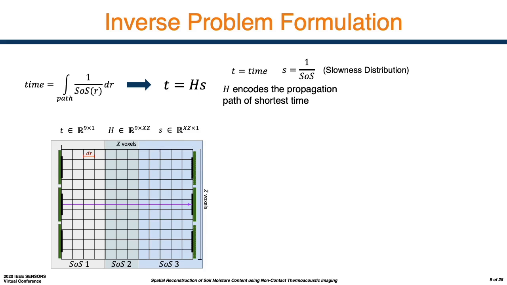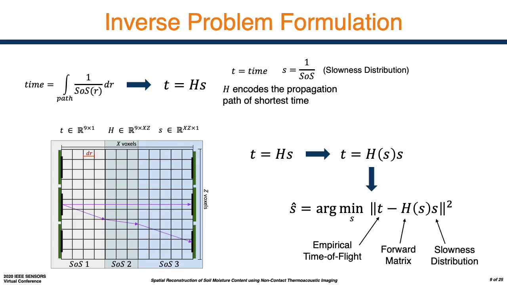An important thing to note is that due to refraction, the propagation path is not a simple straight path, but rather it is dependent on the slowness distribution. This dependence can be captured in our matrix multiplication. The desired unknown in this equation is the slowness distribution S. To solve for the slowness distribution, we can approach this inverse problem using least squares methods.